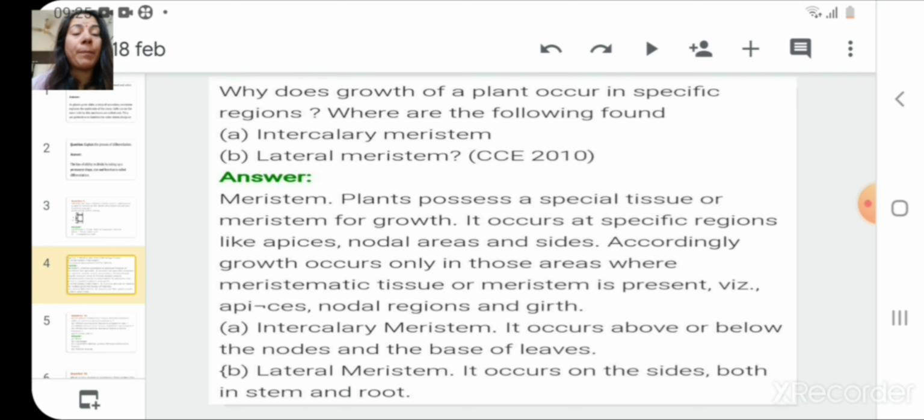It can be the apical part of a root. It can be the shoot apex also. It can be the nodal area from where a node arises. It can be the lateral side of the plant. Accordingly, growth occurs only in those areas where meristematic tissue or meristem is present. The intercalary meristem is above or below the nodal areas and at the base of leaves, and the lateral meristem occurs on both sides, lateral sides of root and stem.